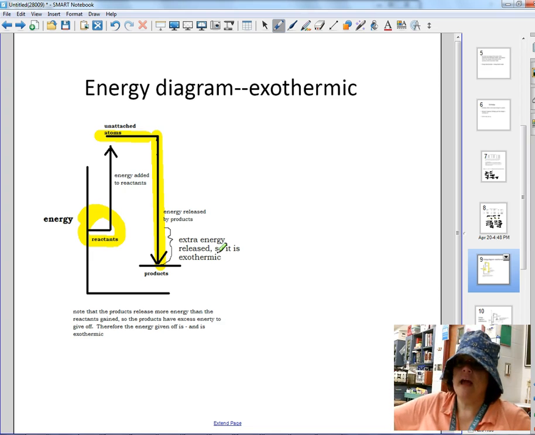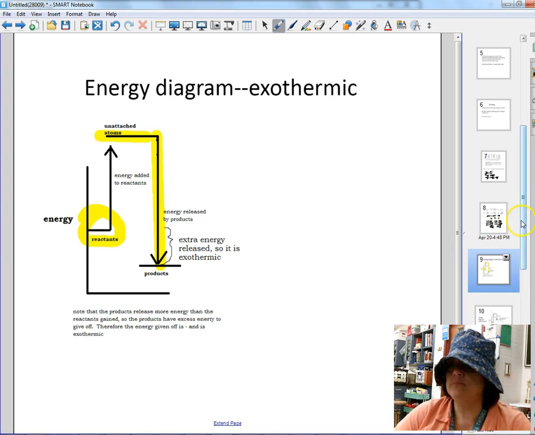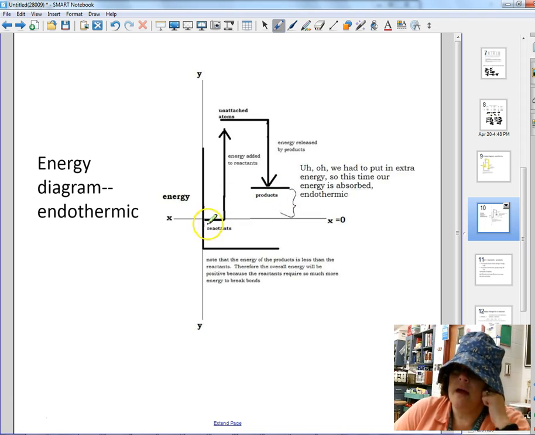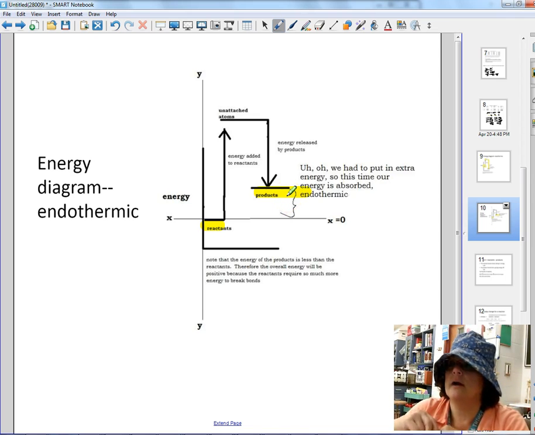If that's the case, then what's our diagram going to look like for endothermic? Well, here you go. We put a lot of energy into the reactants. We don't ever quite get back to where we started. Therefore, we're going to have a net amount of energy that we had to put in. So when we have our reactants and our products don't come back to the original starting point, we have an endothermic reaction.